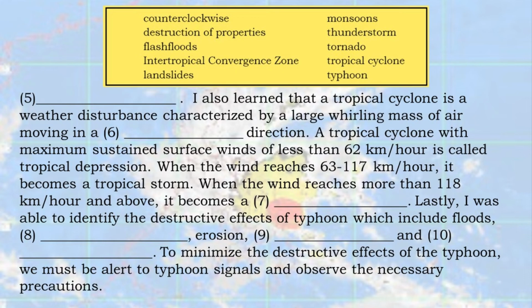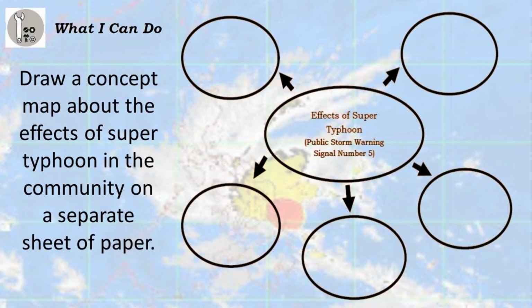Lastly, I was able to identify the destructive effects of typhoon, which include floods, 8 blank, erosion, 9 blank, and 10 blank. To minimize the destructive effects of the typhoon, we must be alert to typhoon signals and observe the necessary precautions. Draw a concept map about the effects of super typhoon in a community on a separate sheet of paper. Effects of super typhoon. Public storm warning signal number 5.